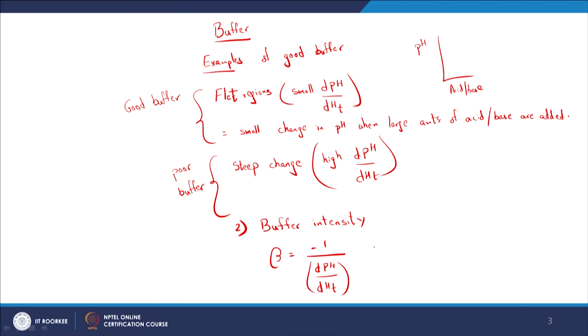So the buffer intensity is equal to minus dH total by dpH. Keep in mind this is the source of your buffer intensity. In the next set of slides, over the next few minutes, we are going to try to calculate this particular buffer intensity.